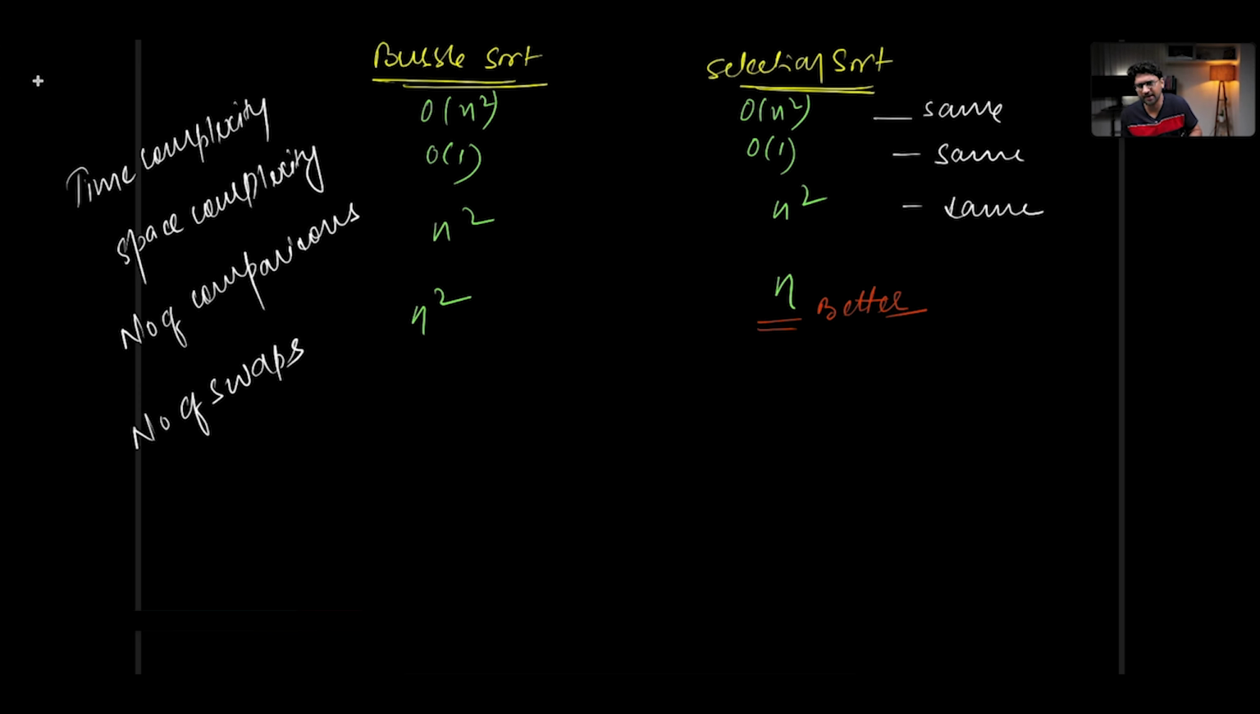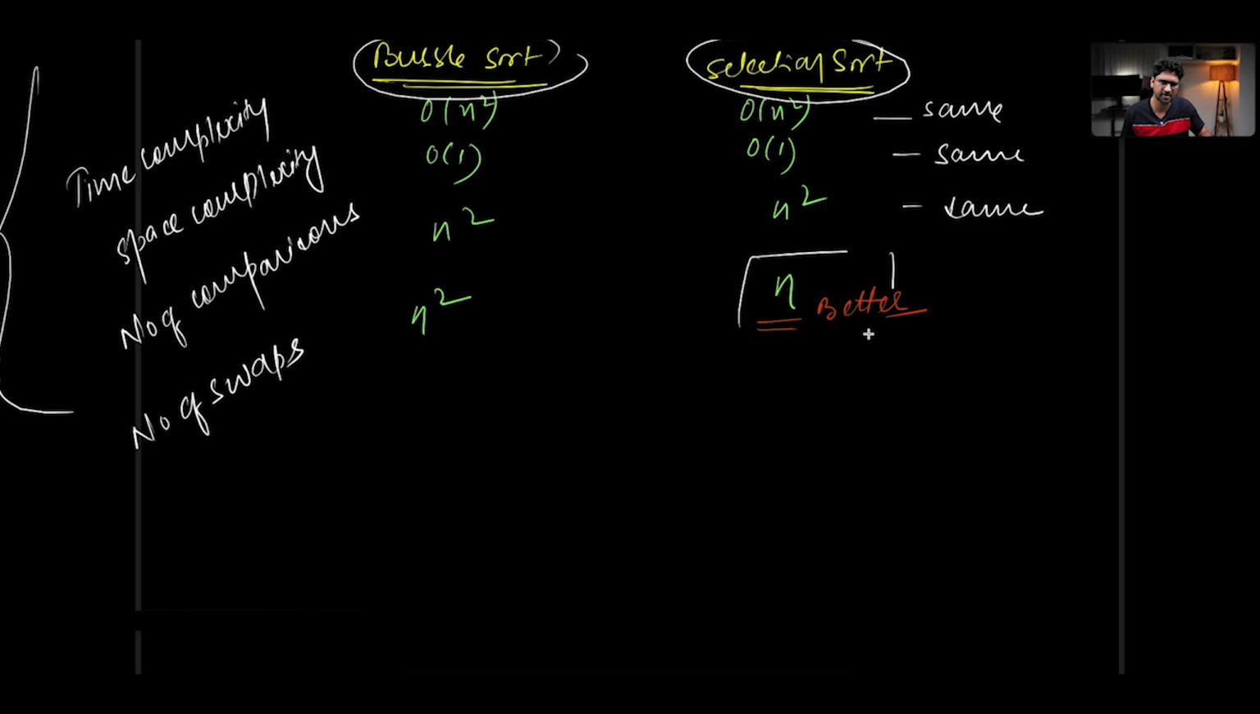If I compare bubble sort and selection sort, they have the same time complexity, and still if you have to choose which one to pick, I'll pick selection sort, because the number of swaps is less. Even though the time complexity is the same, the number of swappings which will happen is going to be less. So comparatively, selection sort is better than bubble sort.